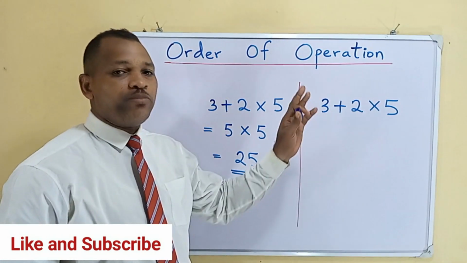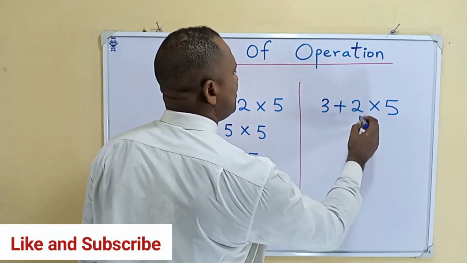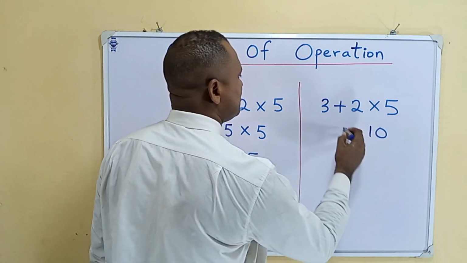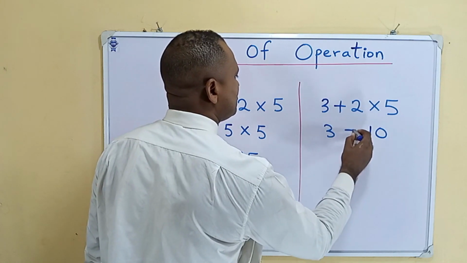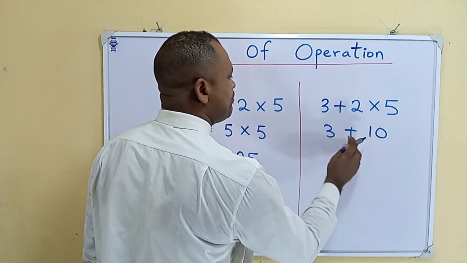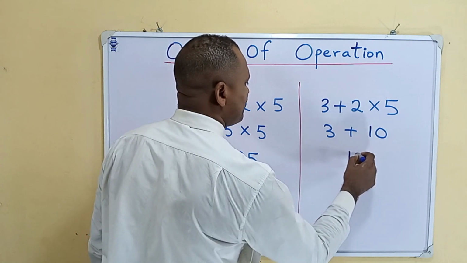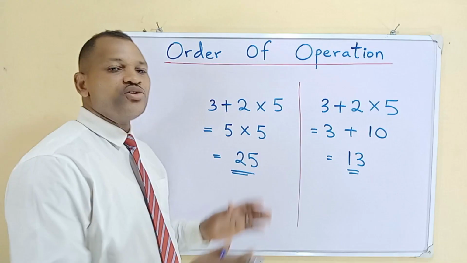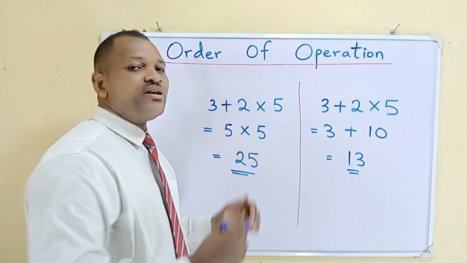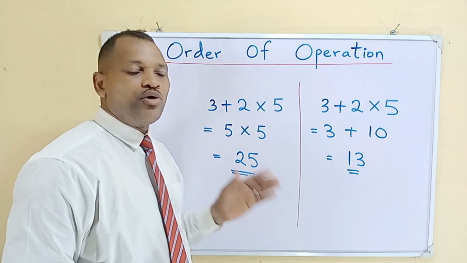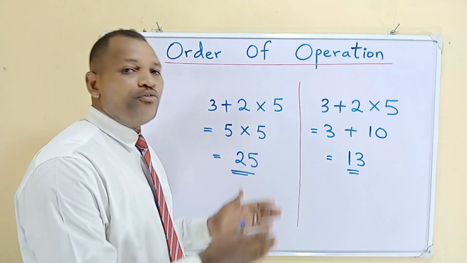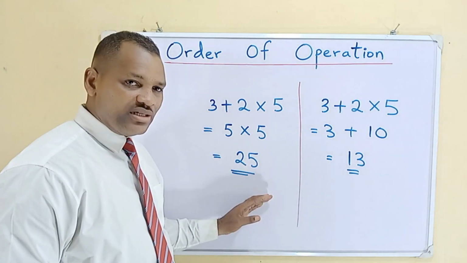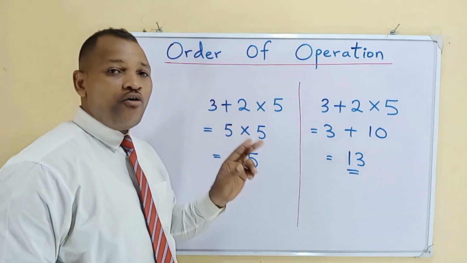Let's say I choose to multiply first. So if I multiply 2 times 5, I will get 10. Then rewrite this one down. 3 plus 10, and that will give us 13. So here we see the same problem giving us different answers because we do not follow the order of operation. So this is why it is very, very important that you know order of operation.